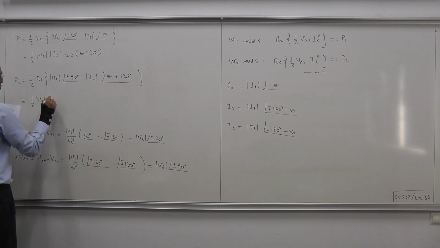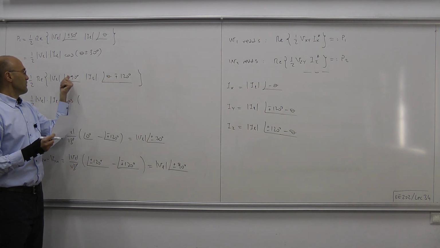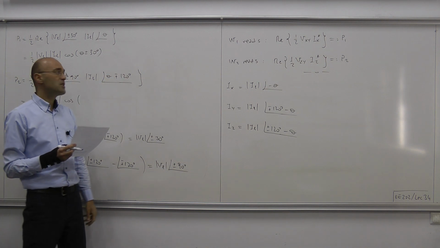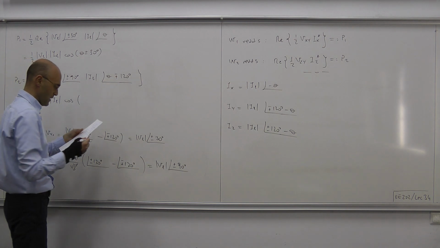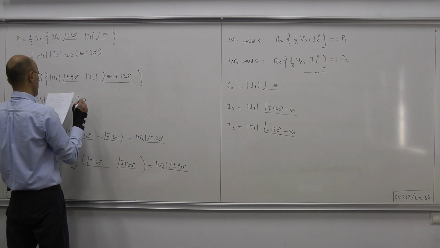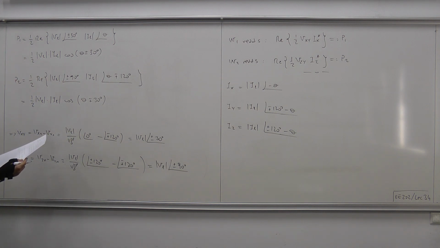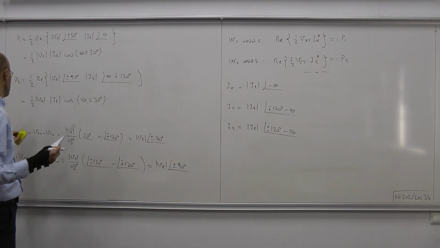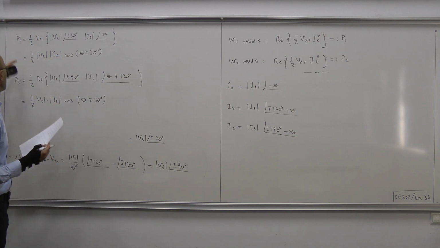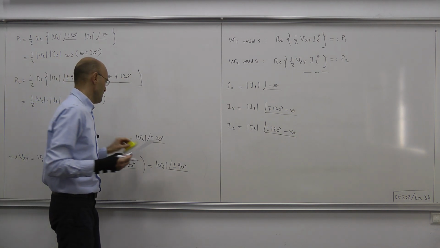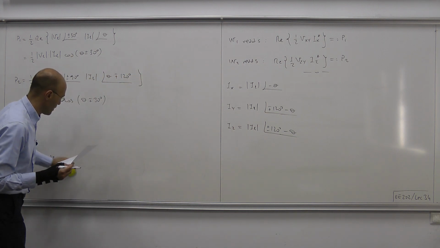And that produces 1/2 V line magnitude, I line magnitude, then cosine of this plus that. Now this is plus minus 90, this is minus plus 120 degrees, therefore the sum is what? Minus plus 30 degrees. So cosine theta minus top plus bottom 30 degrees. Now we are almost ready to see the relation of these two numbers, P1 and P2, to PL and QL. That is the real power absorbed by the load and the reactive power absorbed by the load.